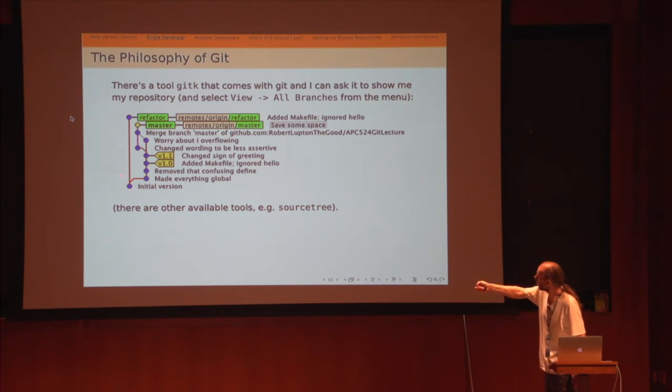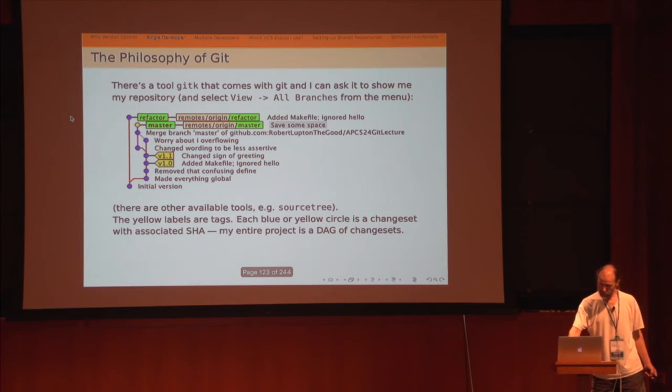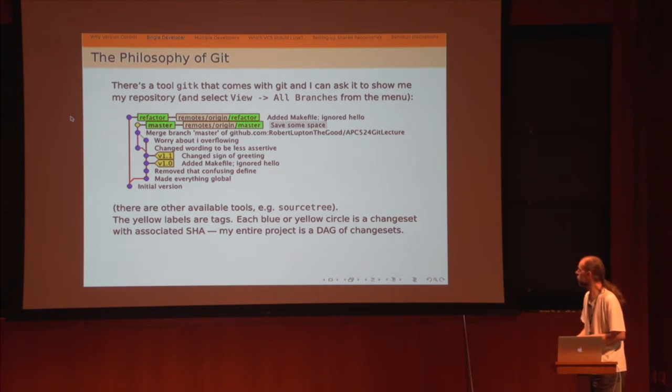Whereas I also said, go back to the initial version and pull over, added makefile, ignored hello. Right? So I've got two trees, one running up through here to that point called master, that's the default version I use, and one running up to here. So the other tool, SourceTree, is a thing from Atlassian. The yellow labels are tags, blue or yellow circles are change sets with associated SHA-1. So my entire project is a DAG, a directed acyclic graph of change sets.